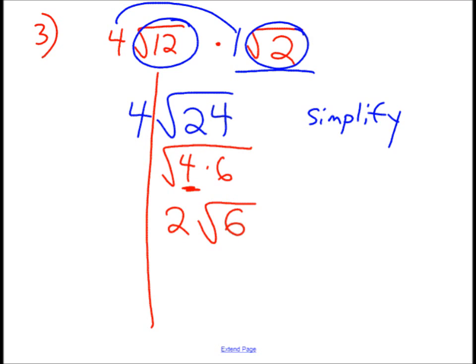But remember, we had that 4 on the outside of the problem, so I have to multiply the 4 into 2, and I get my final answer of 8 root 6.